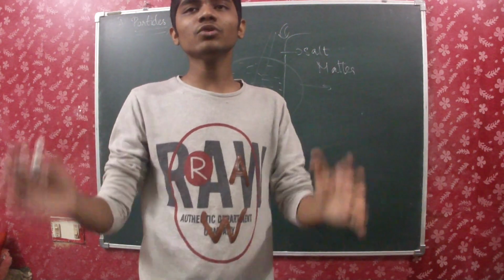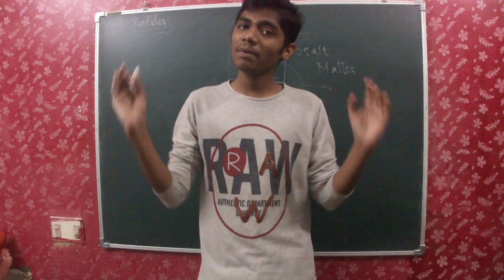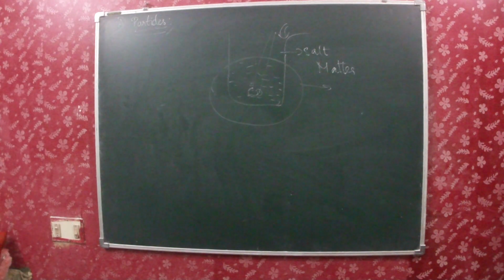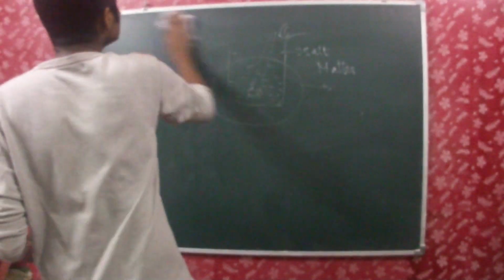So from that they came to a conclusion that matter is made up of particles, and the constituent particles in matter are particulate in nature. This is how they proved that. And then we have the size of these particles. So we said that matter is made up of particles. What about the size of the particles?